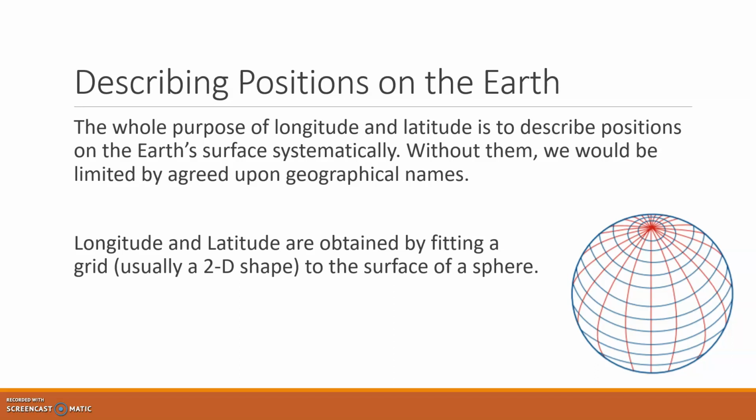Okay, but longitude and latitude give us a way of referring to those points, those places, because every single place on Earth has a longitude and latitude. The way we obtained this system was by fitting a grid. So a grid is usually a 2D shape, but we fit that grid around the surface of a sphere. So we got this diagram here by doing that.